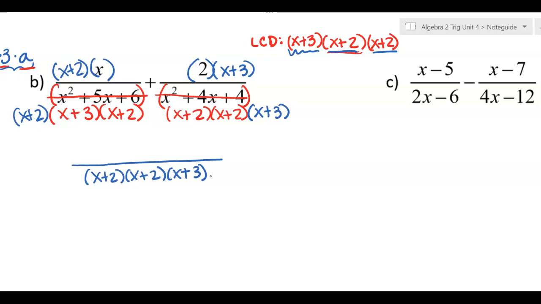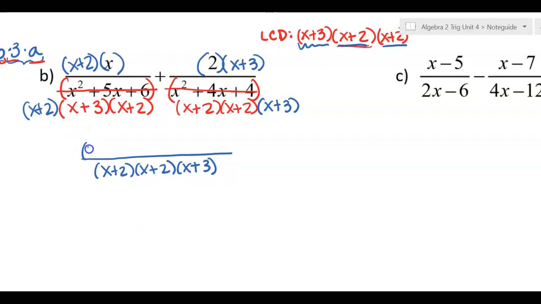Okay? Then what we have going on in the numerator, the first fraction has an x plus 2 that needs to be multiplied by an x. That needs to be added with the second fraction that has a 2 that needs to be multiplied by an x plus 3. Now, this is extra tempting. Can I start canceling out this x plus 3, this x plus 2? Can I cancel any of the factors from the numerator right now?